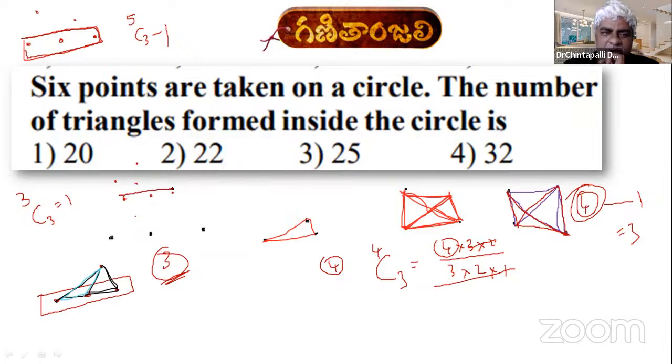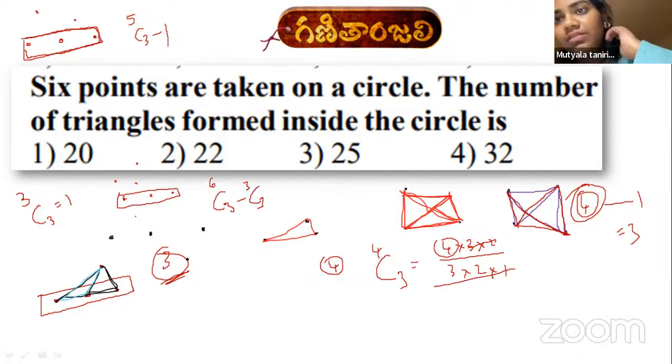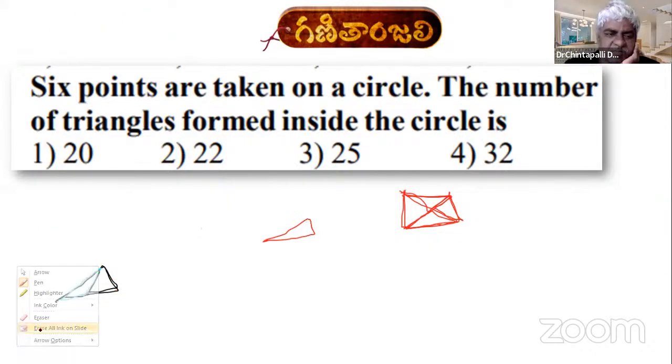Among those 6 points, 3 points are collinear. So the number of triangles formed out of these 6 points is 6C3 minus 3C3.